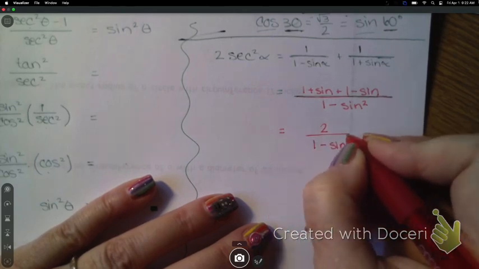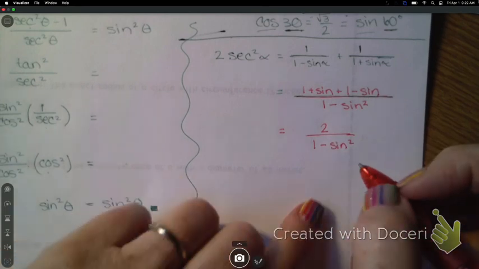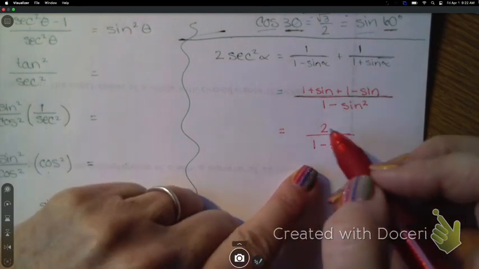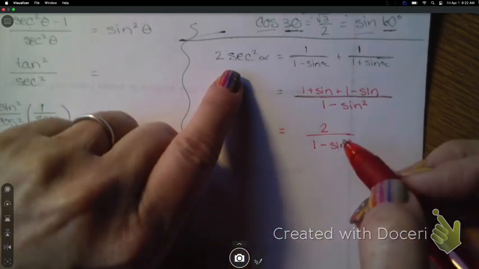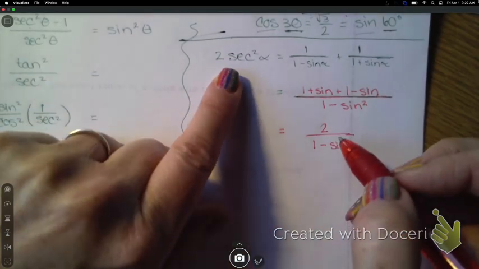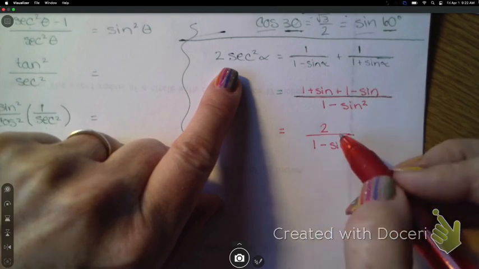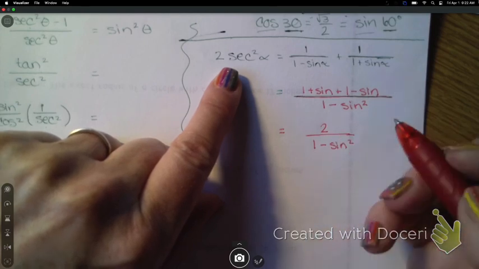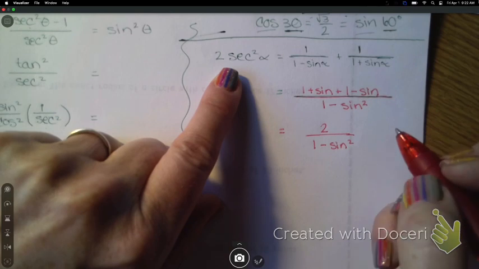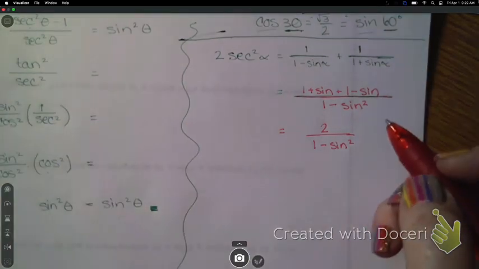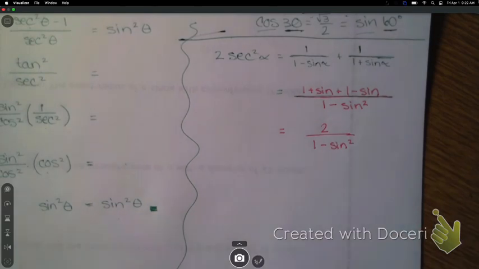And I will always tell you to keep your eye on the prize. Keep your eyes on your prize. This is what I have. This is what I want. Do you already see a part of what I want in what I have? The 2. So don't mess with the 2. All the time I get people, well, I changed it. Why would you change it? That's what you want.